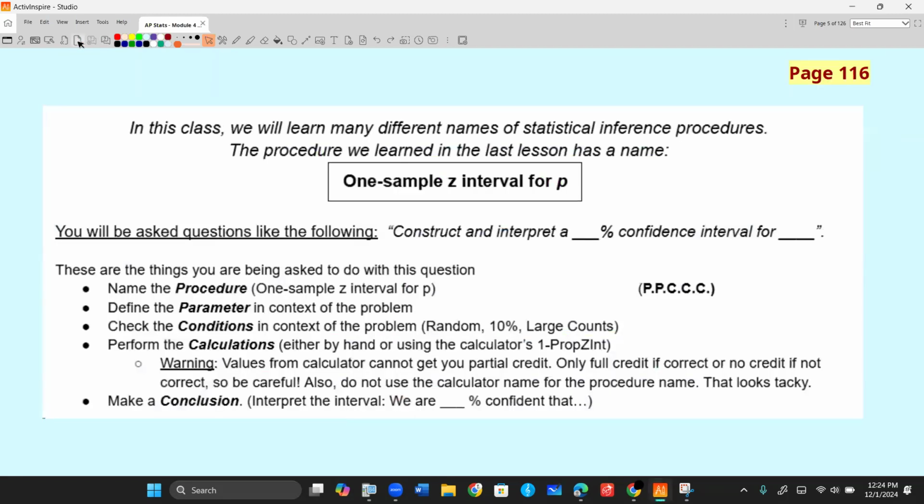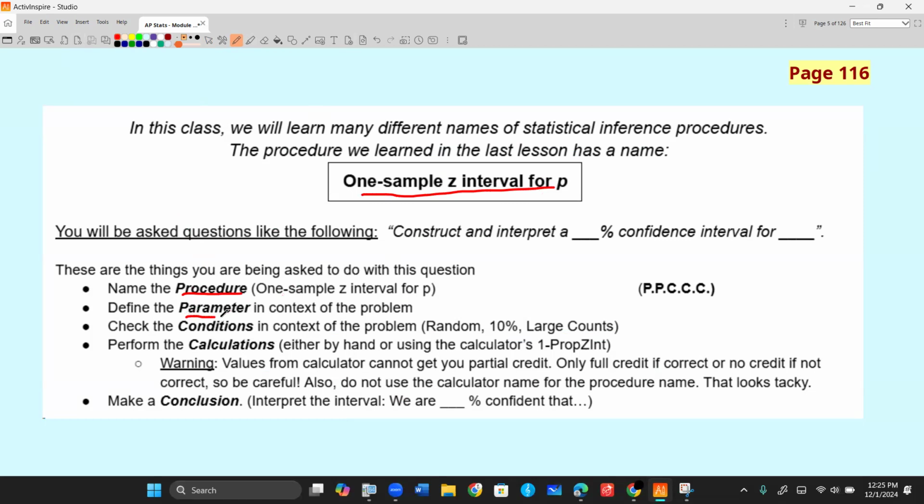So the first thing is there's quite a few things that you have to check off when we're doing these type of questions. And they're always going to say something like construct and interpret a 95% confidence interval for the true proportion of something. It doesn't have to be 95%, it could be any sort of percent that the confidence level is set at. There's a few things we want to check off that we make sure we're doing. We want to make sure we're naming the procedure. So in this case here, we have the name. It's the one sample Z interval for P.